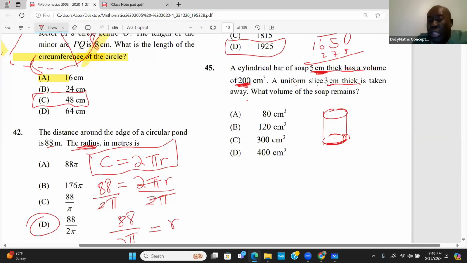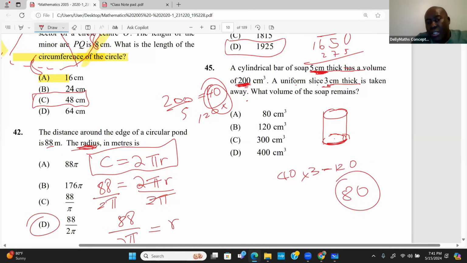There are many ways you can work it out. You could divide this up into 5. How much will you get? About 40 a piece. You're dividing up this into 5, you get 40 a piece, and you're taking out 3 because it's 5 centimeters. So right now 3 times this gives us 120. 120 comes out, leaving 80, because this is what's left.